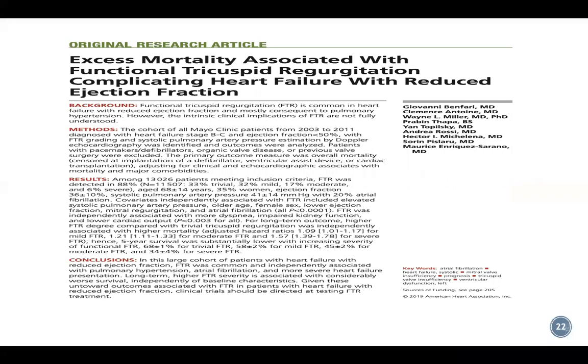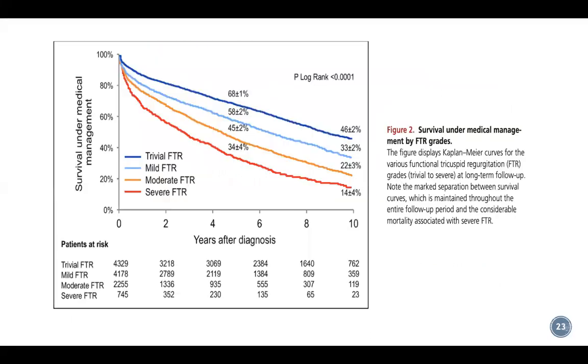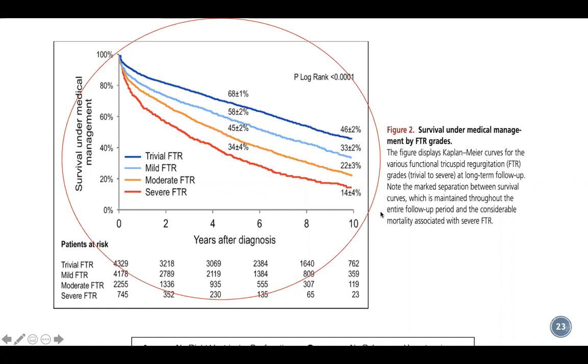At Mayo Clinic in 2019, they did an analysis of 13,000 patients with heart failure and reduced ejection fraction, and they found that the majority of patients, 88%, have TR, and that it is associated with worse survival. Even a mild TR will affect survival, and it will be more pronounced with severe TR.